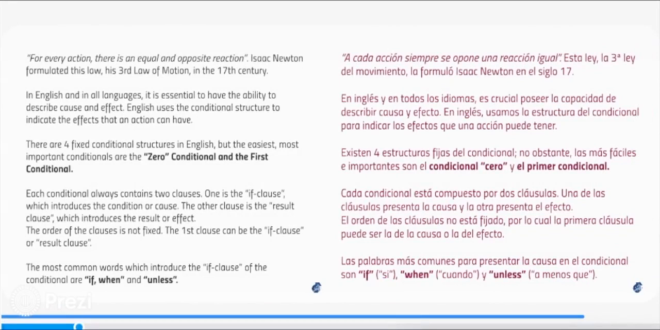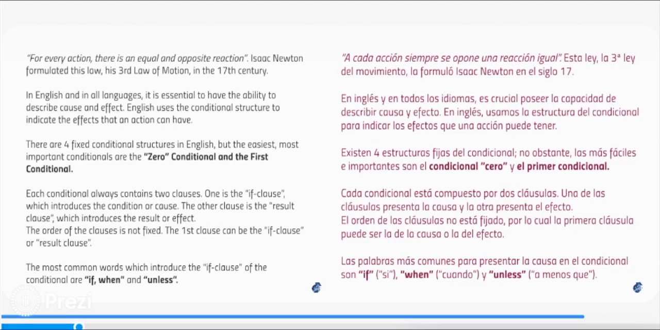For every action, there is an equal and opposite reaction. Isaac Newton formulated this law, his third law of motion, in the 17th century. In English, and in all languages, it is essential to have the ability to describe cause and effect. English uses the conditional structure to indicate the effects that an action can have.